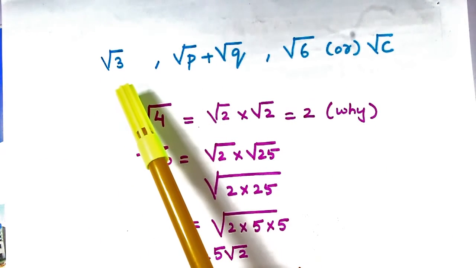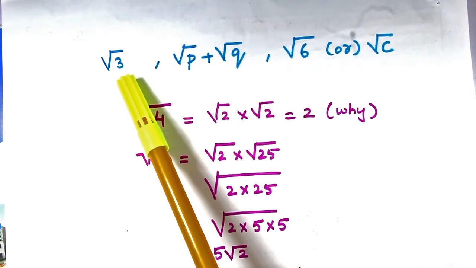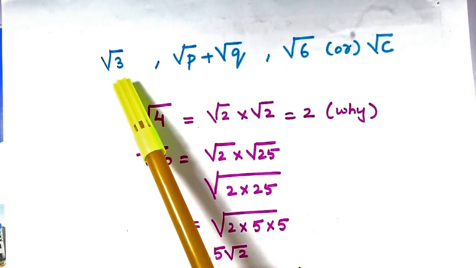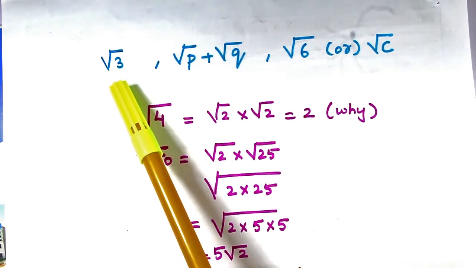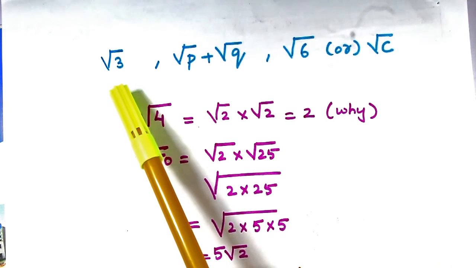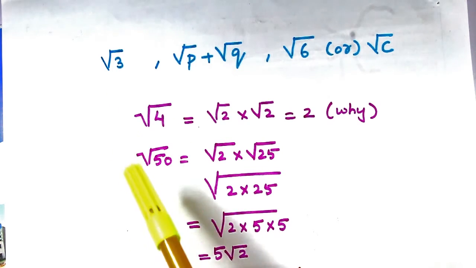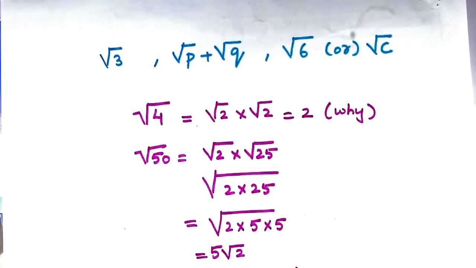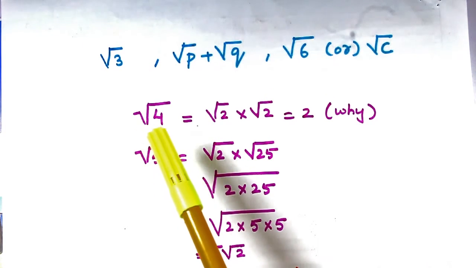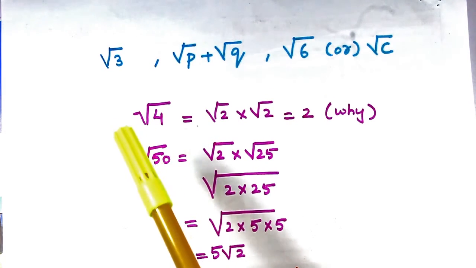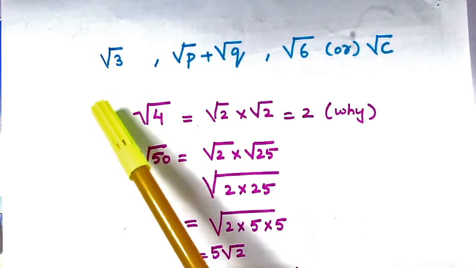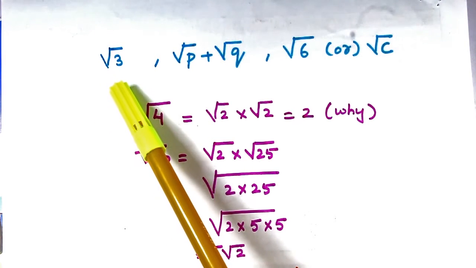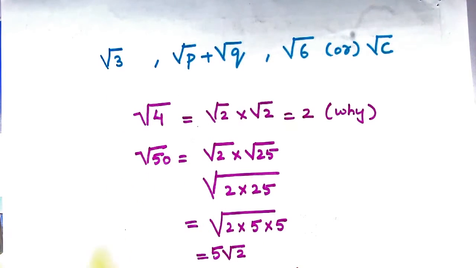Root 3 means a prime number under the root. So you can follow the same procedure that we did for root 2, and you're going to automatically get the same result. Okay, so we've got root 3 over here, and similarly we can have all the prime numbers under root, and the explanation will be similar to that of root 2.